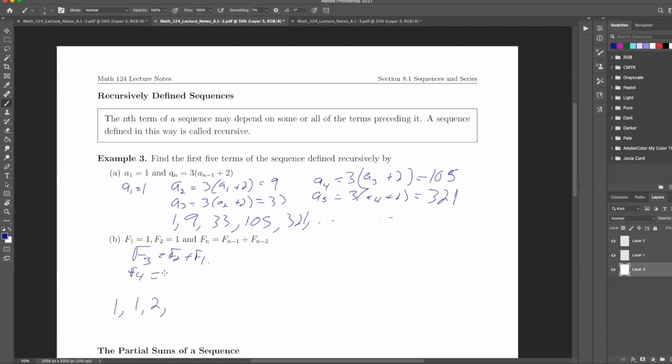F4 is equal to F3 plus F2, so the one before it and the one before that. So this would be 3. The next one will be this one plus this one, which will be 5. The next one is this one plus this one, which equals 8. The next is 13, then 21. The next one's the last two before it, so 21 plus 13, which gives us 34, and so forth, right?